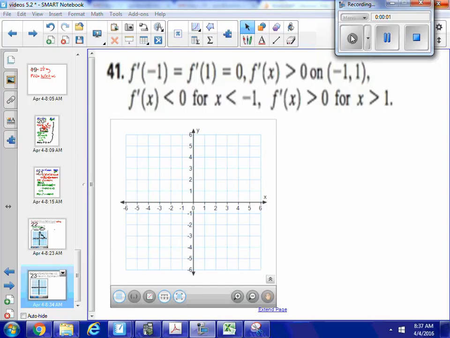So I'm given some information about the derivative of a function, and I have to graph the function. And as I'm looking through this, I see I have some information about f prime, a couple spaces, more information about f prime, more information about f prime, more information about f prime. So I have a lot of x values that I know, but I don't know any y values.